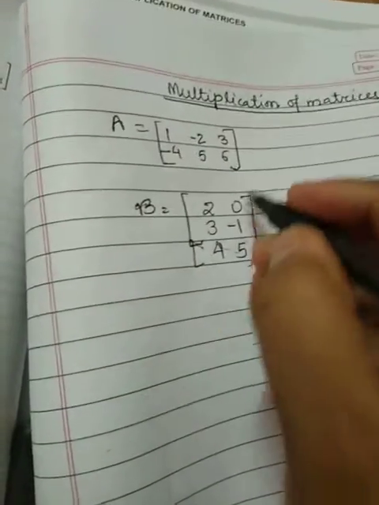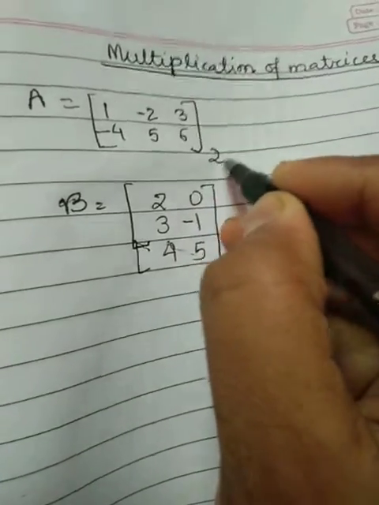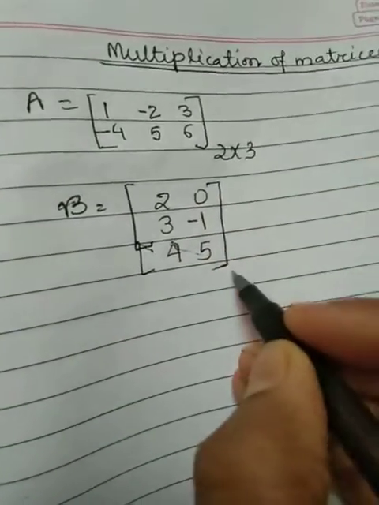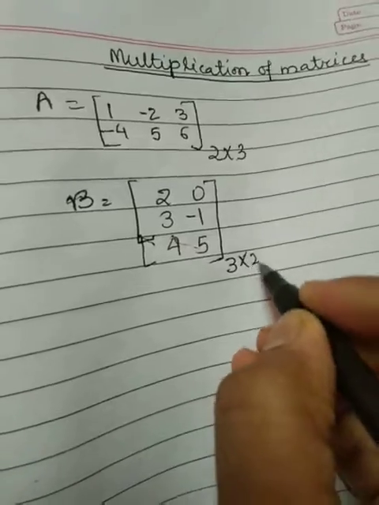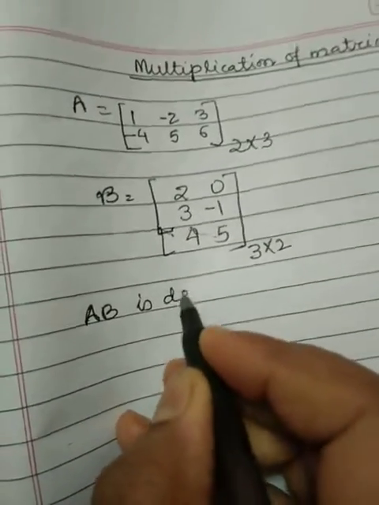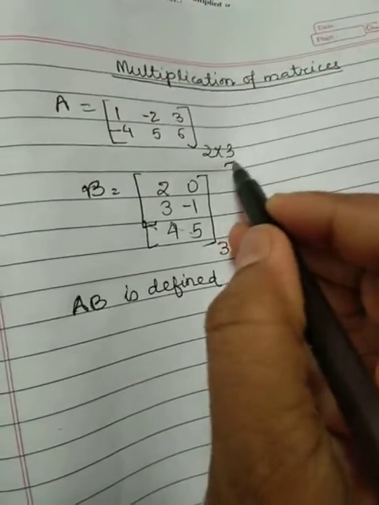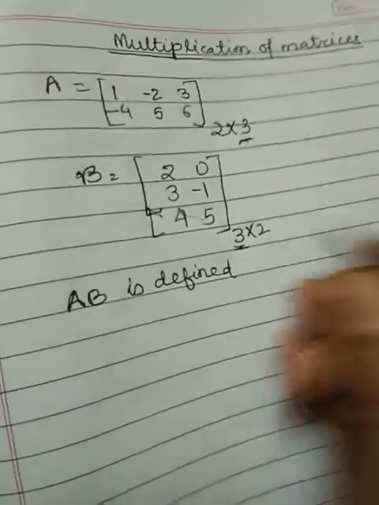So first we will check whether we can multiply them or not. Let's write the order of A: 2 rows, 3 columns. Order of B: 3 rows, 2 columns. So A into B is defined. Why is it defined? Again the condition. It is defined because the number of columns of A is equal to the number of rows of B.